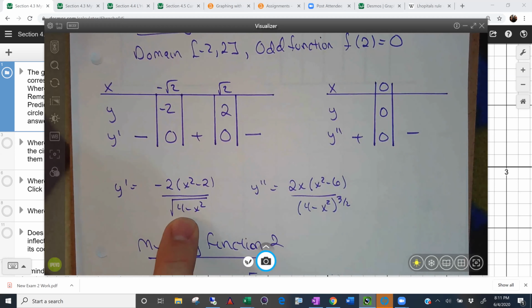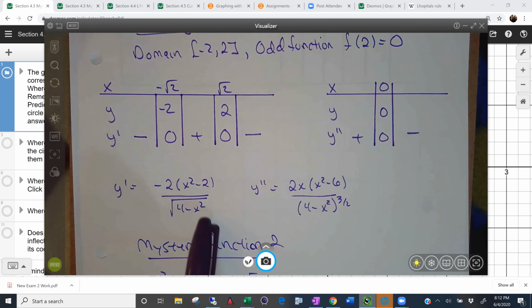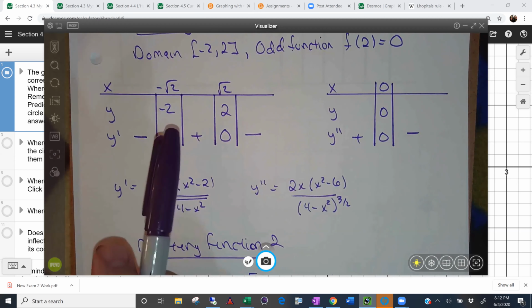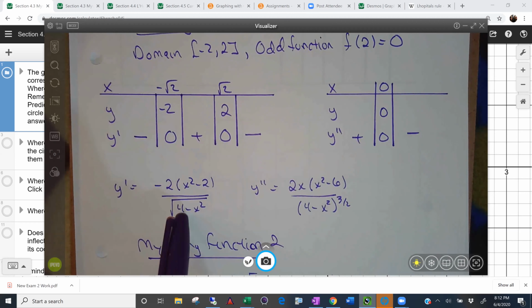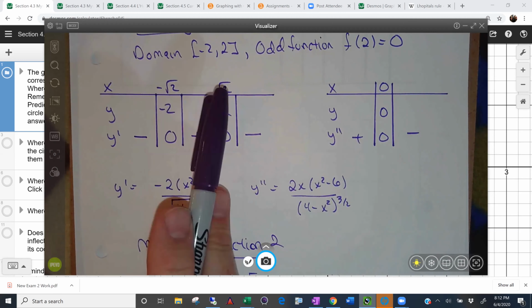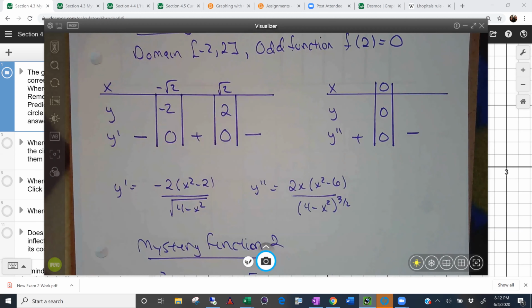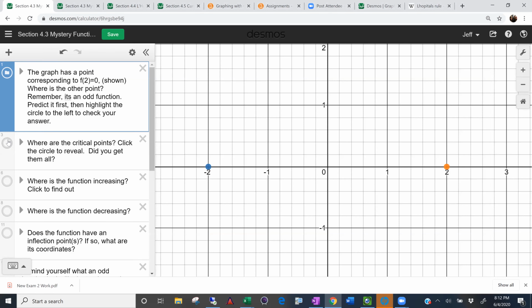But there's actually the first derivative. Is there a place where this doesn't exist? Is there a value of x that makes that fraction undefined? Well, 2. Yeah, 2 or -2. So both of those. So overall, in terms of critical points, you should have 2, -2, -√2, and +√2. So all 4 of those should be lighted up when we click this next circle.